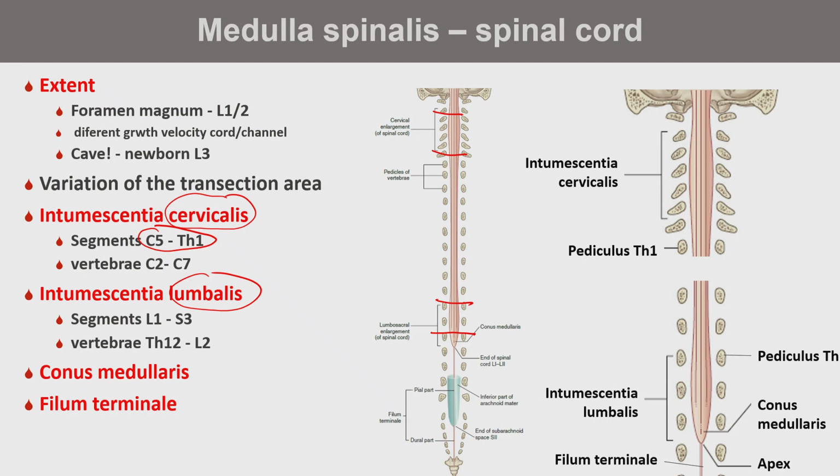But what is important, again, back to the different growth of the spinal cord and spinal channel, this segment of the spinal cord corresponding to upper extremities is not at the level of those vertebrae, but at the level of C2 to C7. So it's a little bit shifted upwards. And here you can see also very important C5.